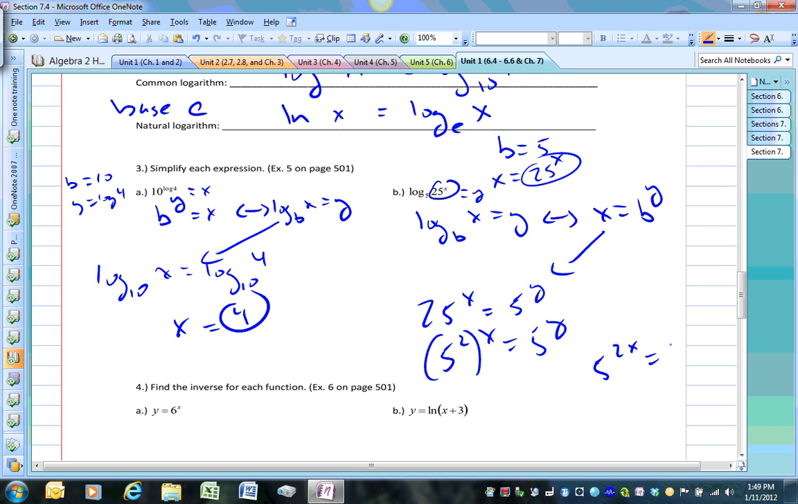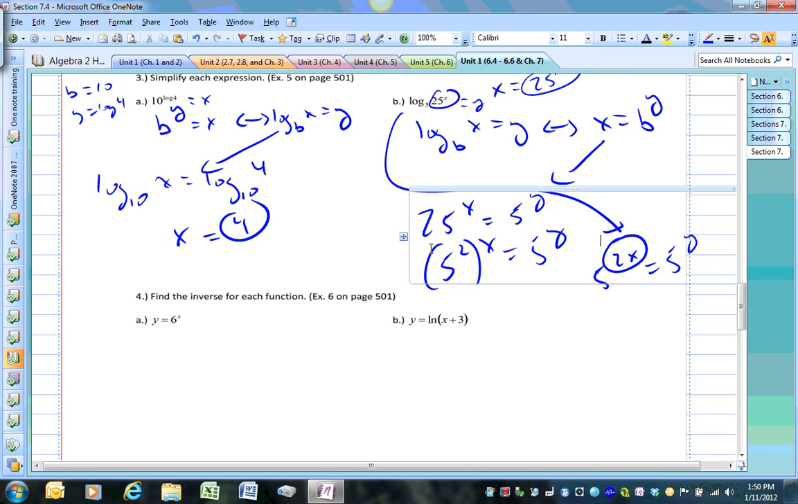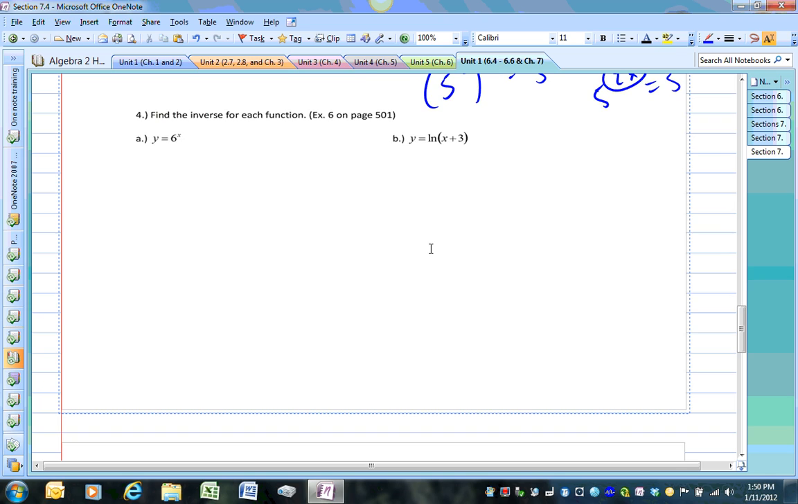5 to the 2x equals 5 to the y. Remember, we set this whole expression equal to y, so we set y equals 2x. So in this case, the answer for part B is 2x, and for part A, it's 4. I'll probably have to explain this again in class. It's a little tricky, but that's what we have for those.